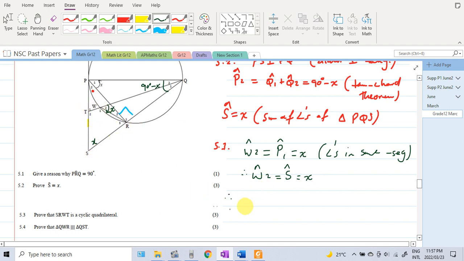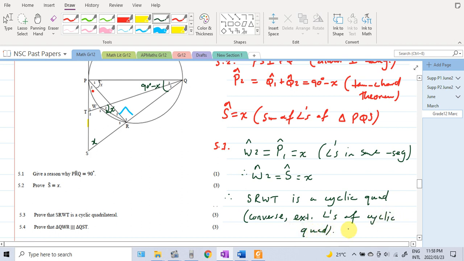SRWT is a cyclic quad. The reason is because of the converse of exterior angles of a cyclic quad.